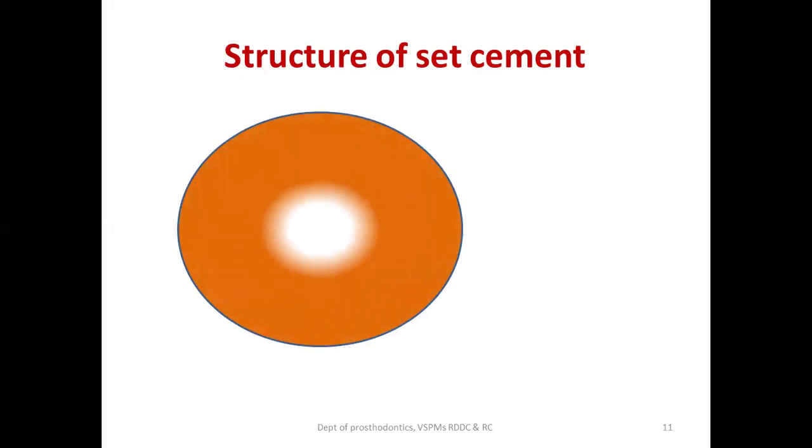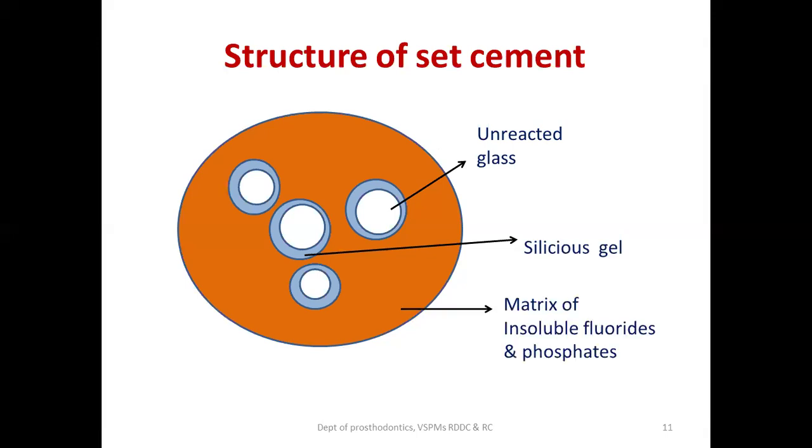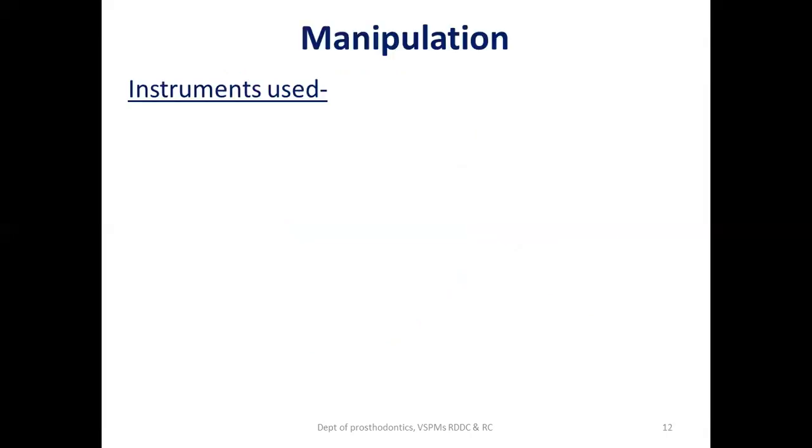So the structure of set cement will be the unreacted glass particles surrounded by a silica gel, and the matrix is formed of insoluble fluorides and phosphates. The fluoride in the restoration gives you an anti-cariogenic property. The approximate setting time of this cement is 3 to 5 minutes.